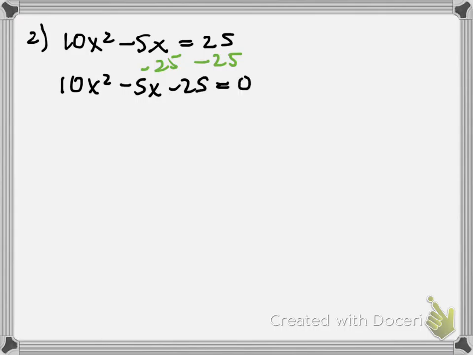Okay, so let's have 10x squared minus 5x equals 25. Is it in standard form? No, so we're going to rewrite it in standard form. We're going to subtract 25 from both sides. All right, so we've got 10x squared minus 5x minus 25. You don't do anything to those numbers. You identify your A, your B, and your C.